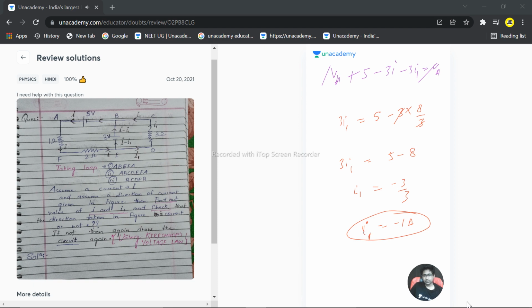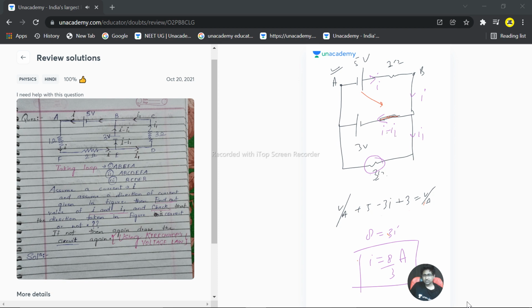So we have calculated the values. Minus I1 is just telling us that this current I1 is flowing in the wrong direction. The actual direction is this. Okay, this is right.